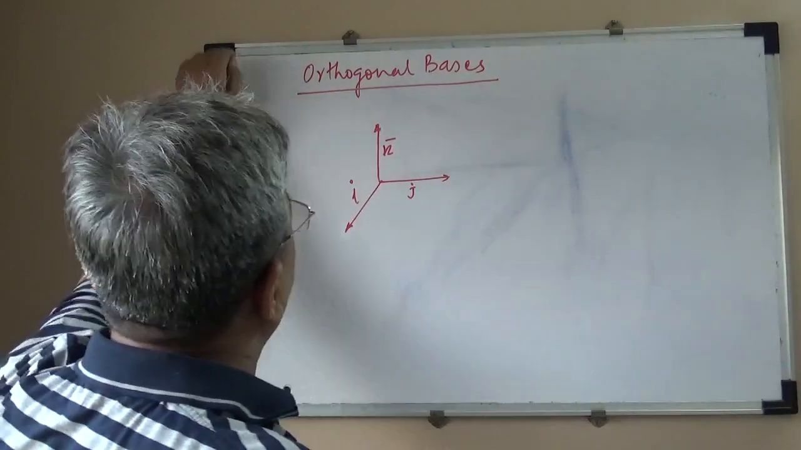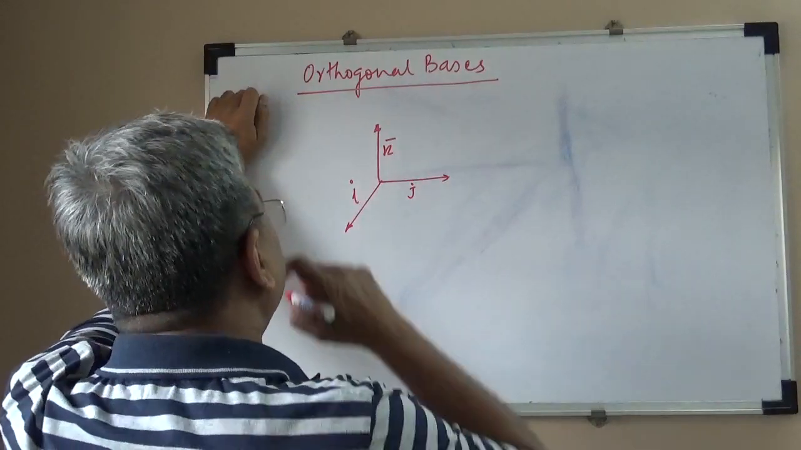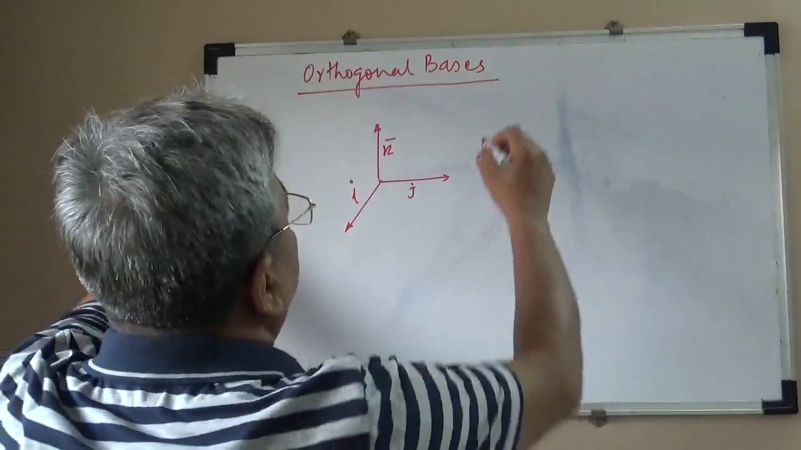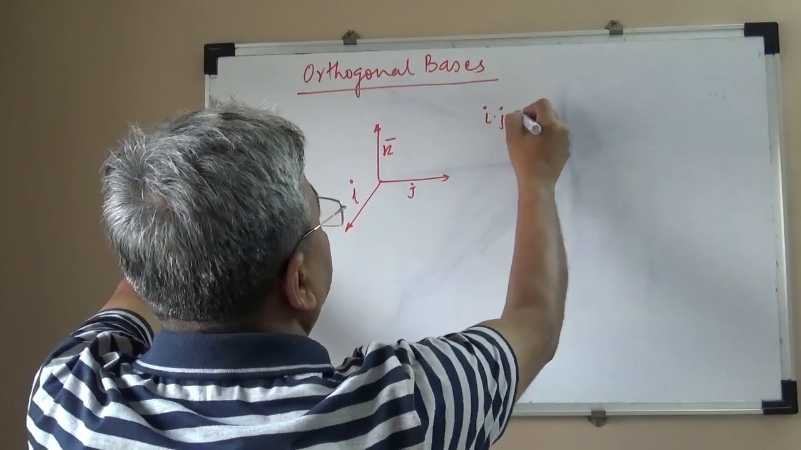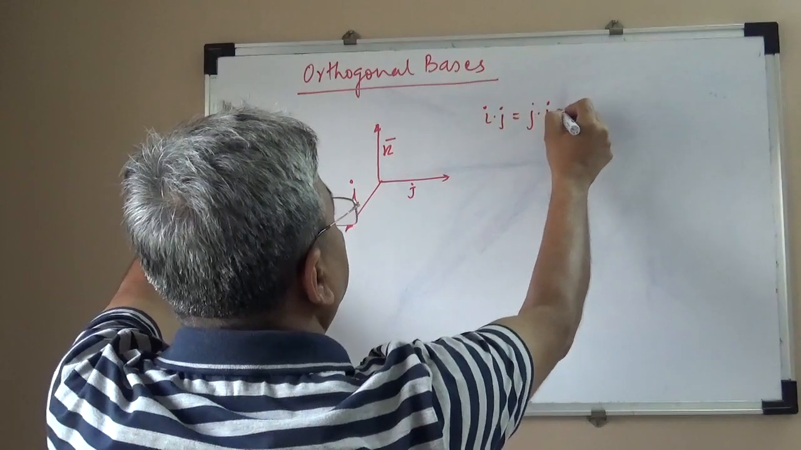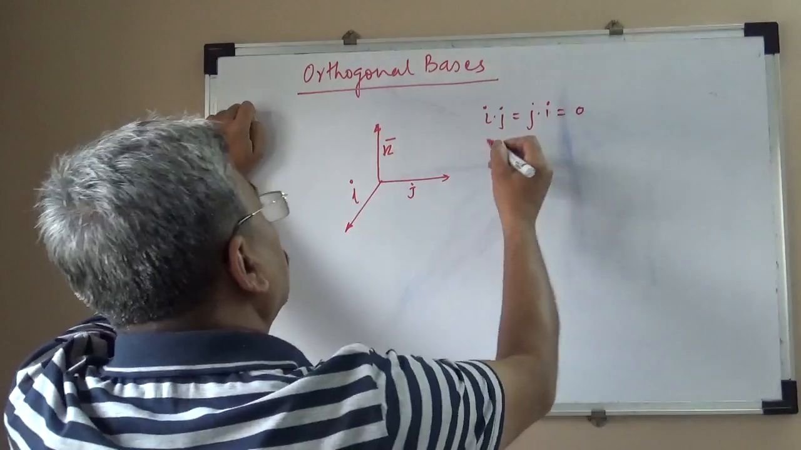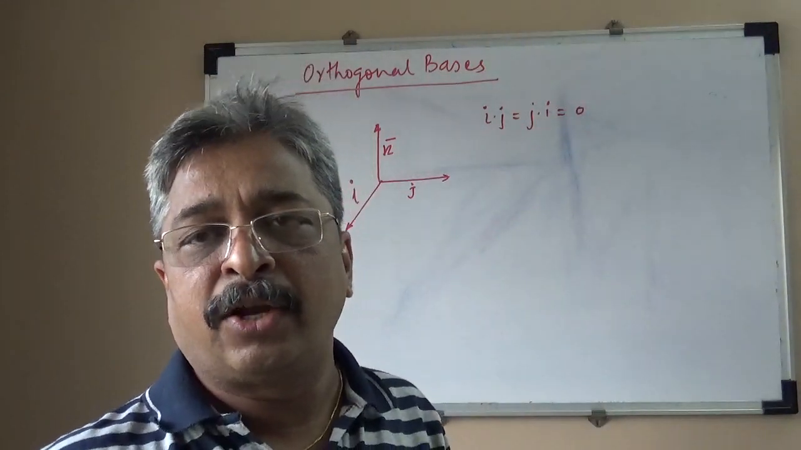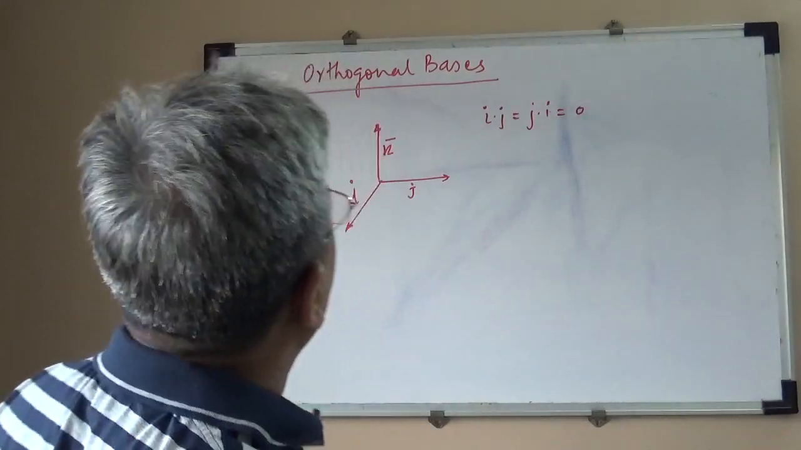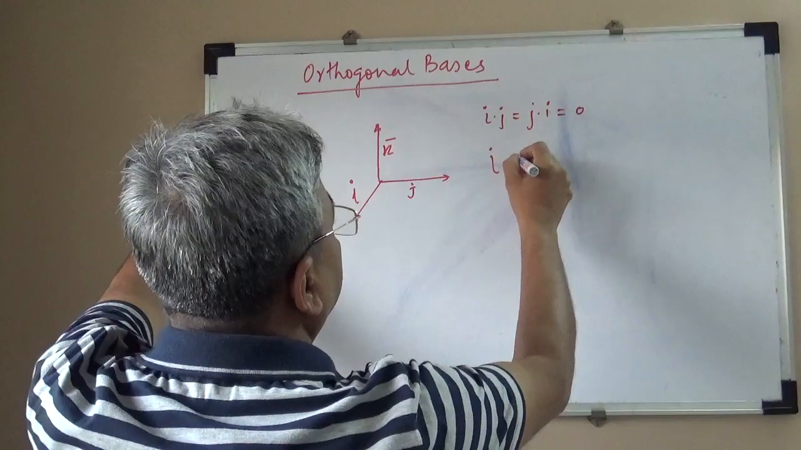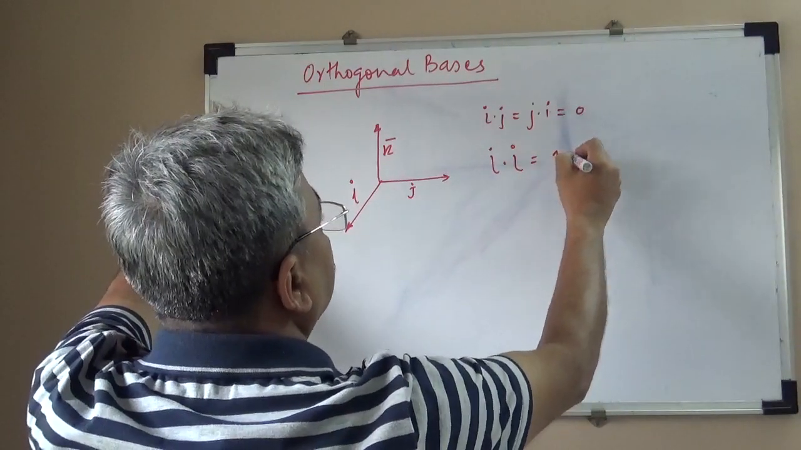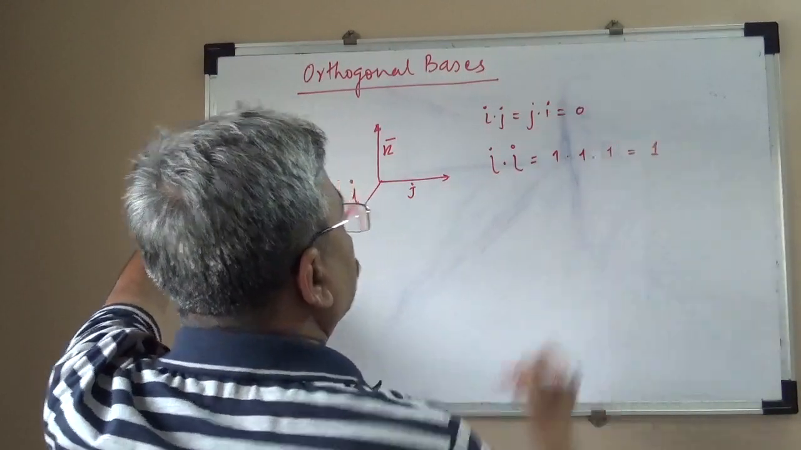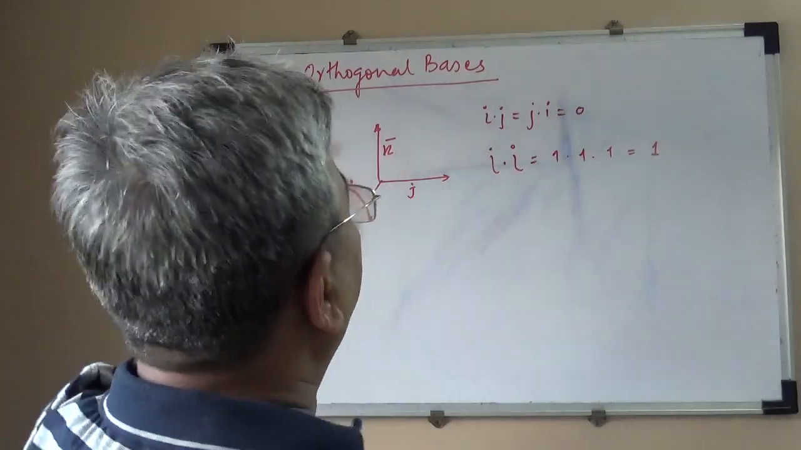What is so good about these orthogonal basis vectors is that each one is perpendicular to the other, therefore their dot products i dot j is equal to j dot i is equal to 0, and so on. i dot k and k dot i and j dot k and k dot j are going to be 0. What is going to be i dot i? Unit length is 1, into the angle between them is 0, so cos 0 is 1, so it is going to be equal to 1.